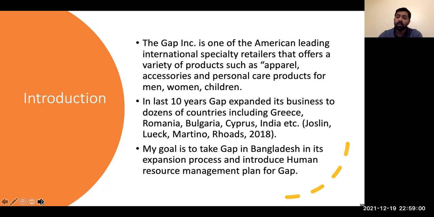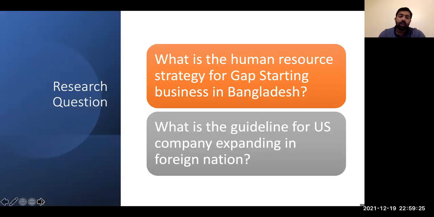My goal is to take Gap in Bangladesh in its expansion process and introduce a human resource management plan for Gap. This research is helping Gap for their expansion process in Bangladesh, and it will also help any other company, especially apparel companies, who want to expand their business internationally. So those are my research questions.